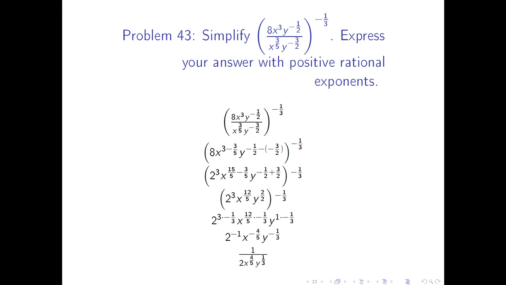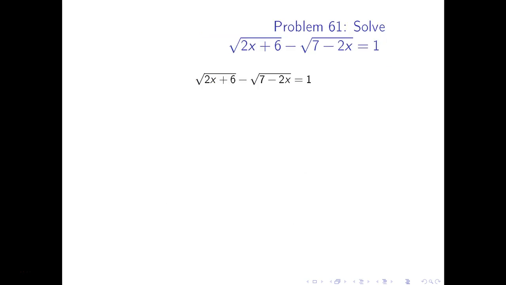All right, let's move on to the next one. Problem 61. Now this is a radical equation, and I have two radicals. So remember, with any radical equation, the first thing we want to do is isolate a square root. So we want one of those square roots to be isolated. So I'm going to pick the second one because it's a subtraction, which makes it easier to move. So by adding this to the other side, I now have 2x plus 6, that square root is all isolated. So how do I get rid of a square root? I can square both sides.